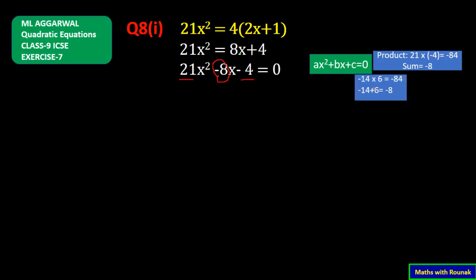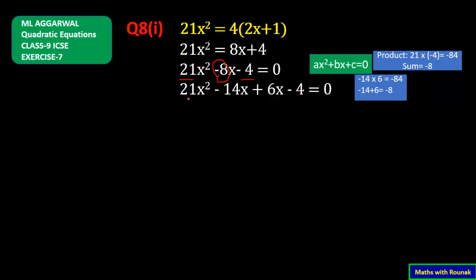So if we think about it, we get our two numbers as minus 14 and 6, as minus 14 into 6 will give us negative 84, and minus 14 plus 6 will give us negative 8. So we have our two middle terms, minus 14 and 6. Now let's split minus 8x. So we get 21x² − 14x + 6x − 4 = 0.